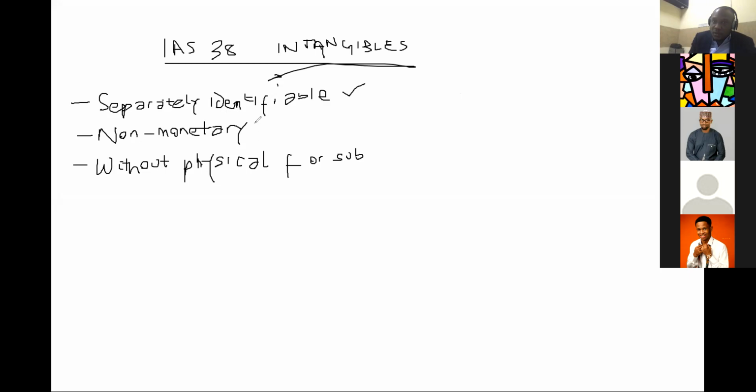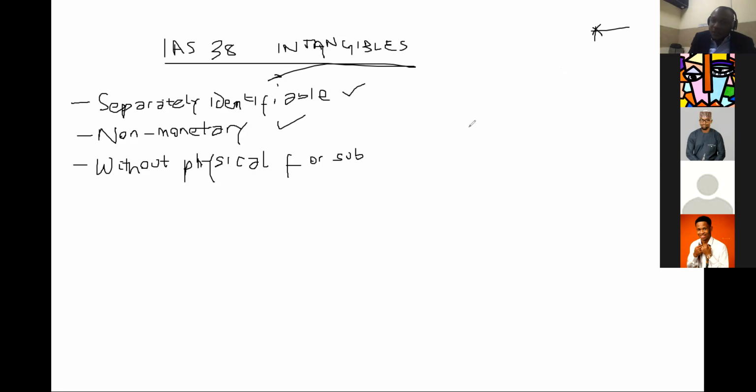The second one is non-monetary. When I ask what non-monetary means, people will say it means that it doesn't have a monetary value. If it doesn't have a monetary value, then it is not an asset. By definition, one of the criteria for defining an asset is that its cost must be measured reliably.